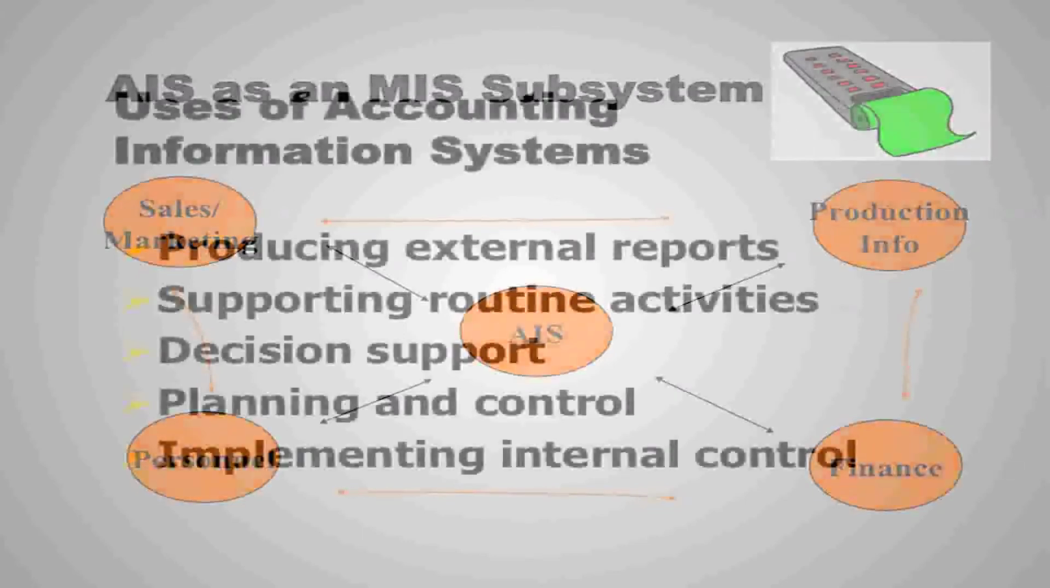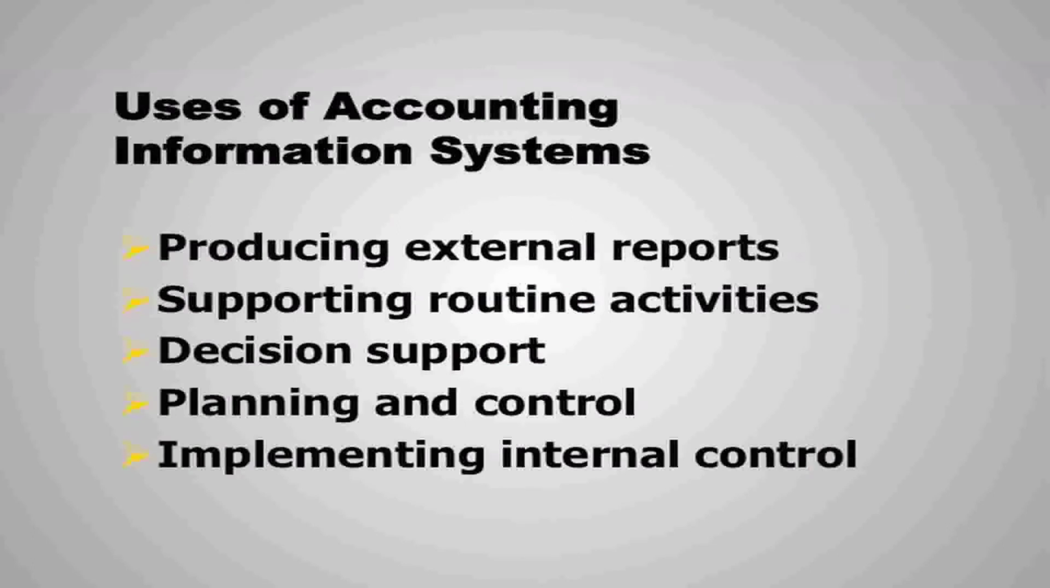So, uses of accounting information systems are producing external reports, supporting routine activities, decision support, planning and control and implementing the internal controls. So, we have understood these two slides, uses of accounting information system, that is producing external reports, because the management information system is basically the reporting of the particular departments to the external users. We have seen in our previous slide AIS as an MIS subsystem. So, under the accounting information system, this coordination is maintained with the different departments we have highlighted over here.